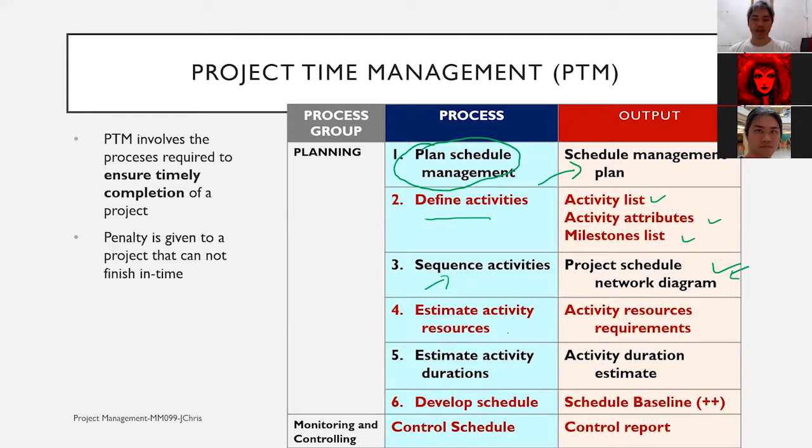If we are doing estimate activity resources, then there's the activity resource requirements. If we're doing estimate activity durations, then the activity duration estimates document. And in the end, we're developing the schedule with the schedule baseline output. In the monitoring and controlling process group, if we do controlling, then we have a control report.